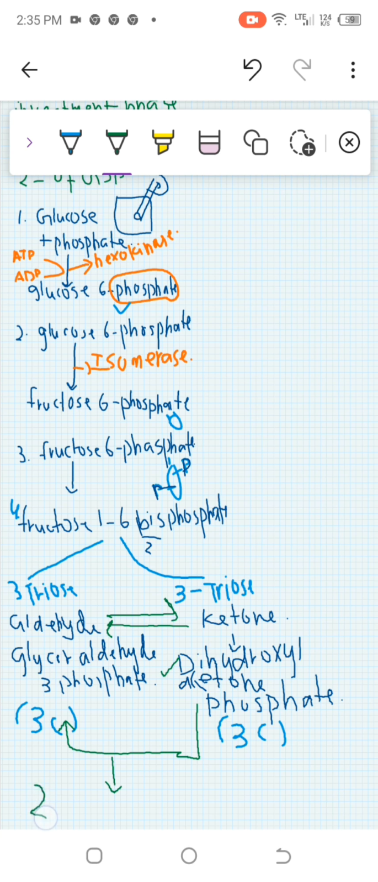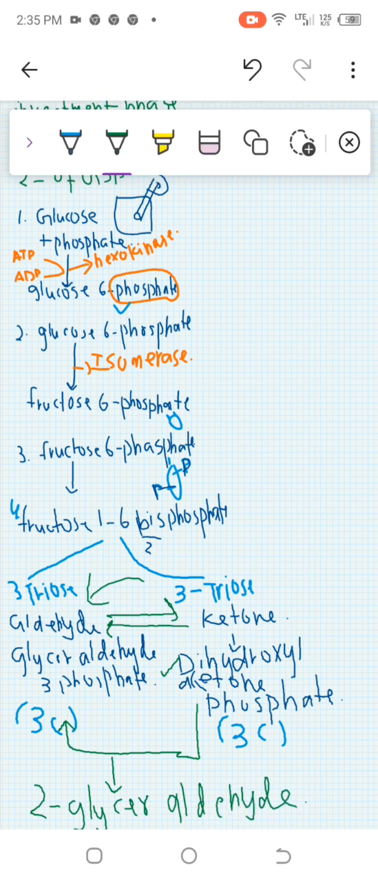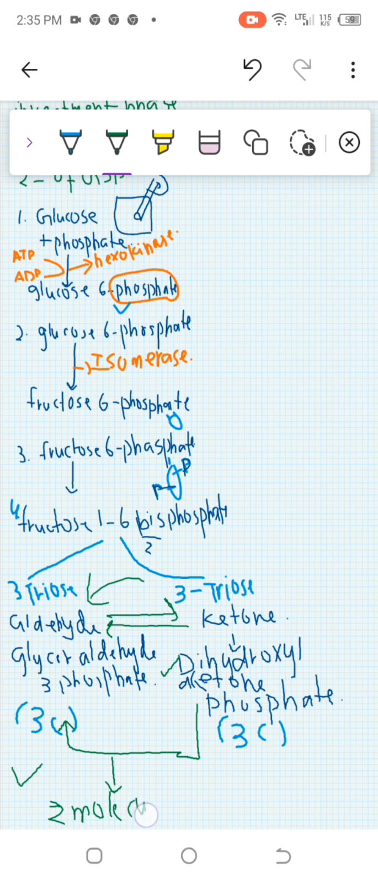So we will count two molecules of glyceraldehyde, because this also got converted into glyceraldehyde. So now we will count two molecules of aldehyde. So till here this is done. In the next video we are going to discuss the oxidative phase, in which we will start from two molecules of glyceric acid.